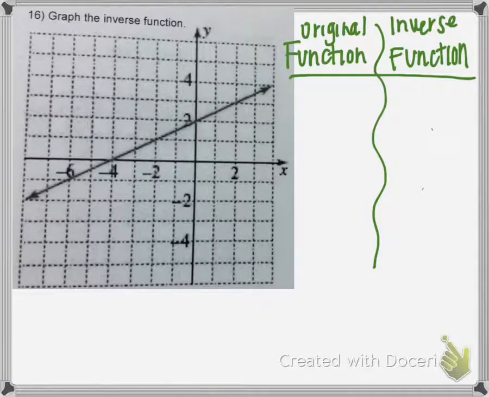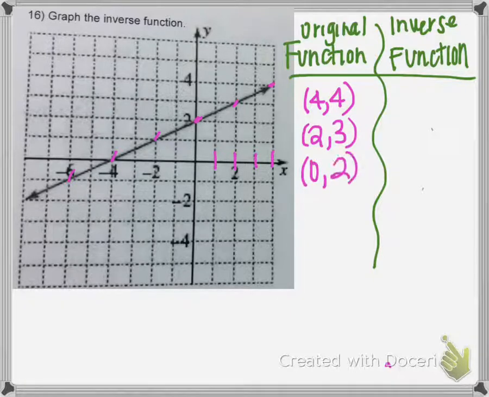So we need to pick some points from the original function. So I'm going to go ahead and pick some of these. So we have the point 4, 4, 2, 3, 0, 2, negative 2, 1, negative 4, 0, and so on.